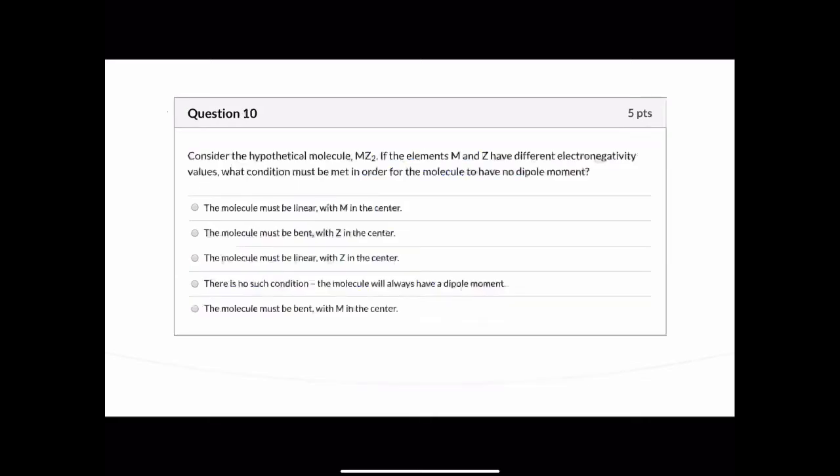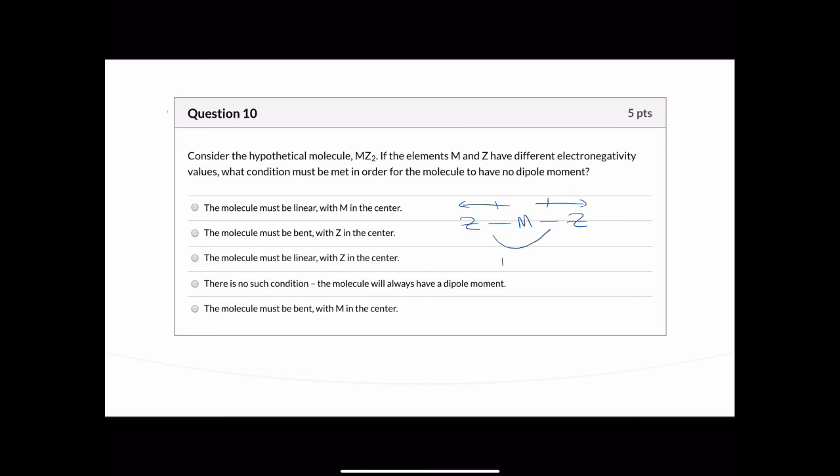Consider the hypothetical molecule MZ2. If the elements M and Z have different electronegativities, what condition must be met in order for the molecule to have no dipole moment? M is going to be my central atom, and if I have my two Z atoms like this with differing electronegativities, let's say the Z atoms are more electronegative, I would have a dipole going this way and a dipole going that way.